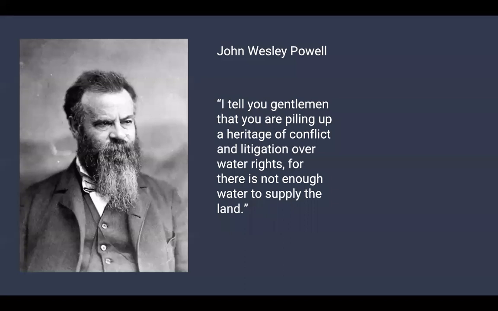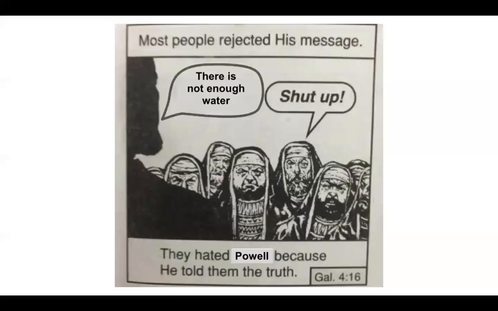So in 1893, Powell goes to an irrigation congress in Los Angeles, and he talks to farmers and developers, and he tells them this. You're piling up a heritage of conflict and litigation over water rights. There's not enough water to supply the land. And they all shout him down, right? He got the same reception, by the way, in Congress when he tried to tell people what the deal was. Nobody wanted to listen to him. And that's a meme. That's about how it went, right?